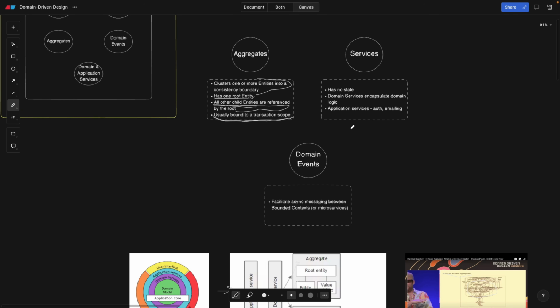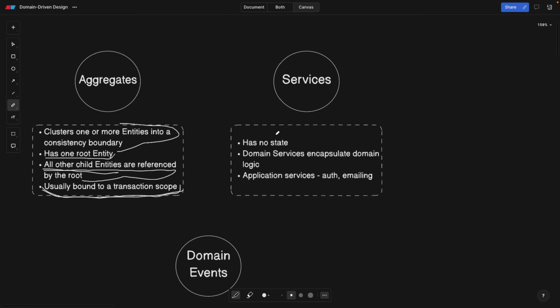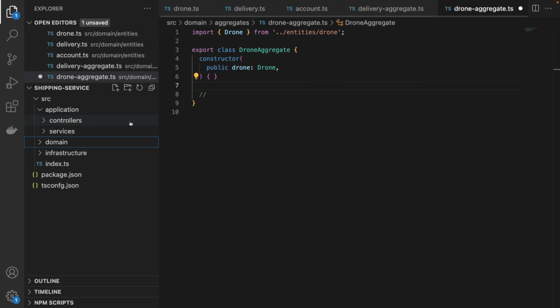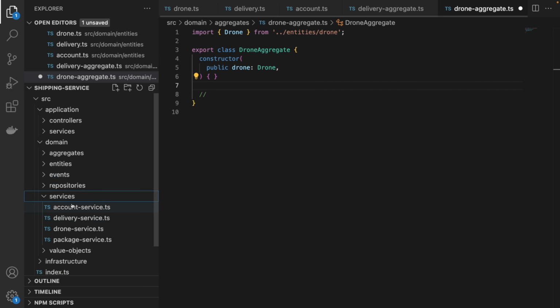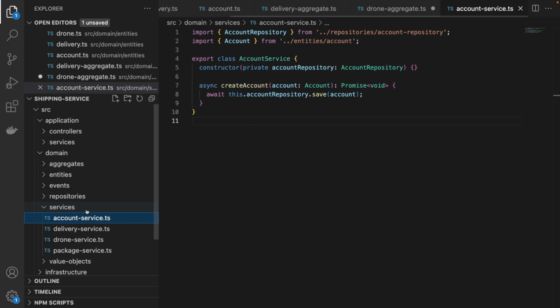All right, now let's take a look at services. Basically, services are going to have no state. Domain services encapsulate domain logic. So for every domain, you're going to have service that can do some logic manipulation. And we're going to have application services such as auth and emailing. Going back to the code, our application folder here has services as well. This is going to be dealing with application-wide things such as emailing or authentication. But also our domain has services, and these services are going to be bound to our entities. Okay, so for example, create account and so on.